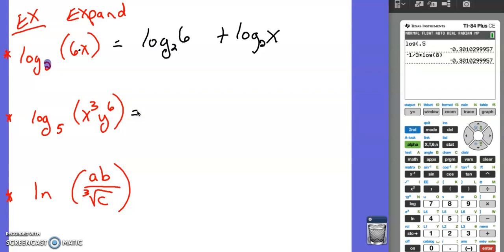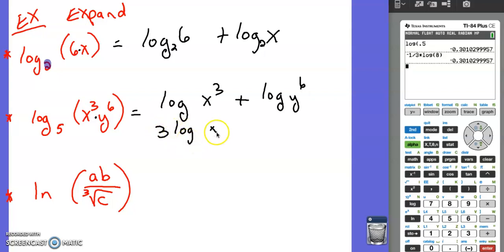So here again, I have a multiplication problem. And so I have log of x cubed plus log of y to the 6. And then there's also another log rule. Remember, anytime I have an exponent, that's the same thing as bringing it out front. So this is 3 log of x, and then 6 log of y.